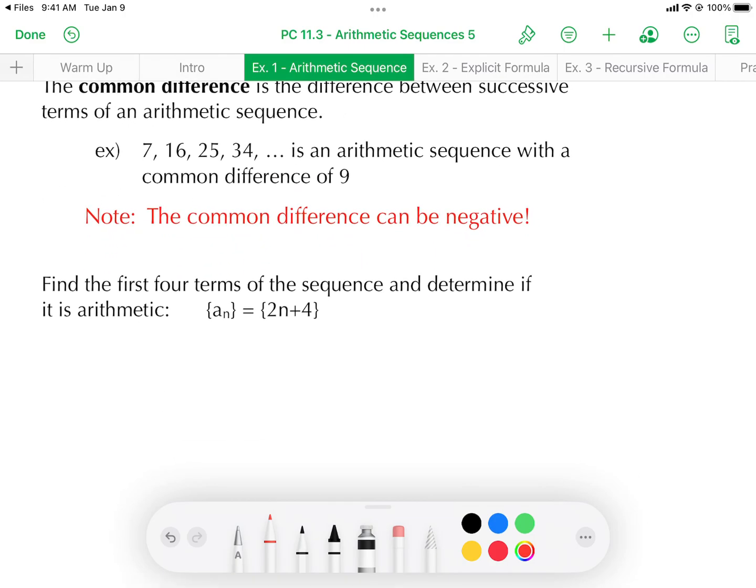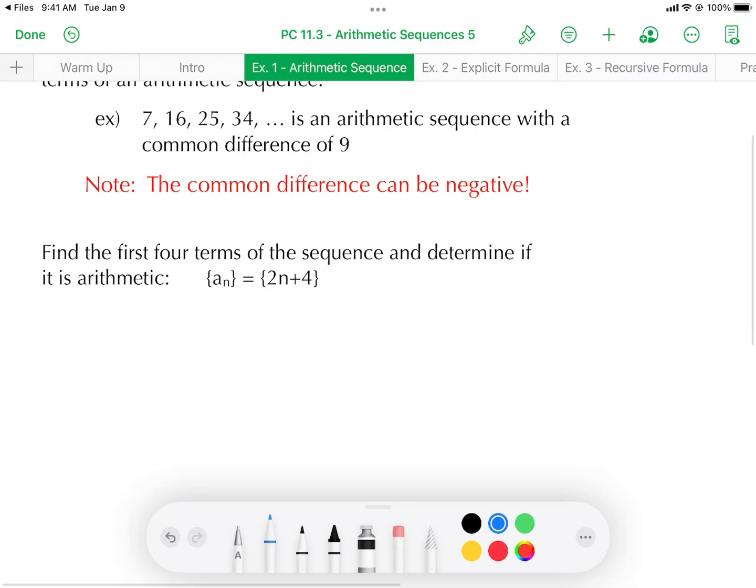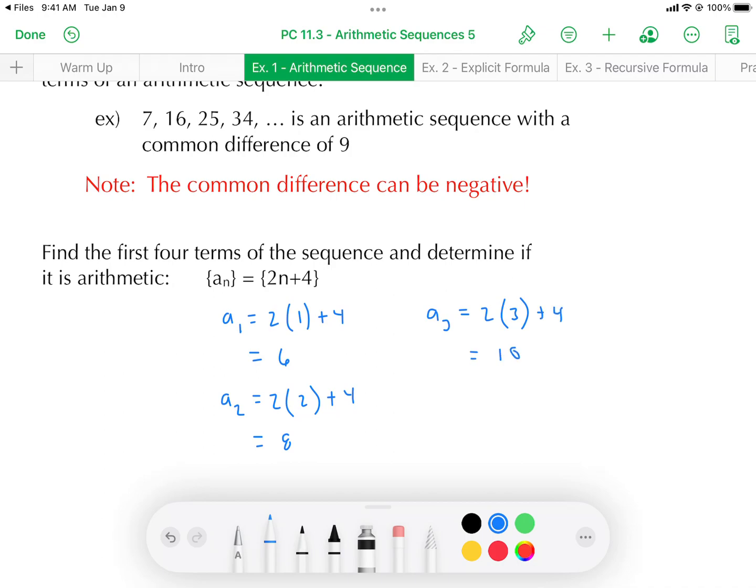All right, here we have an explicit formula for a sequence. a sub n equals 2n plus 4. We want the first 4 terms, and from there, decide whether it's arithmetic or not. All right, so first term, a sub 1 would be 2 times 1 plus 4, or 6, right? a sub 2 would be 2 times 2 plus 4, or 8. a sub 3, 2 times 3 plus 4, or 10. a sub 4, 2 times 4 plus 4, or 12.